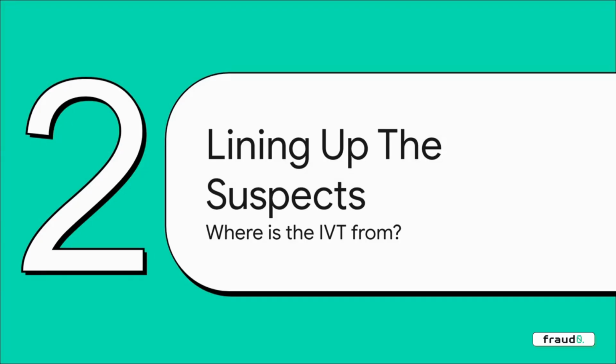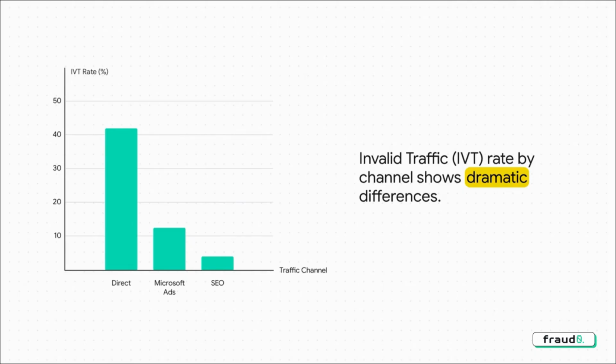Okay, so if we're treating this like an investigation, where do we even start looking for the bad guys? Well, you line up the usual suspects, right? And in this case, that means the different traffic channels bringing visitors, both real and fake, to their site. And this is where the plot really thickens. The data showed this dramatic difference. Traffic from SEO? Squeaky clean, just 4% invalid. Awesome. But direct traffic? People typing the URL right in or from sources you can't track? Whoa, it was completely off the charts with a 42% invalid rate. This is often where the more sophisticated bots love to hide, because their traffic isn't tied to a specific ad network, which makes them way harder to trace.